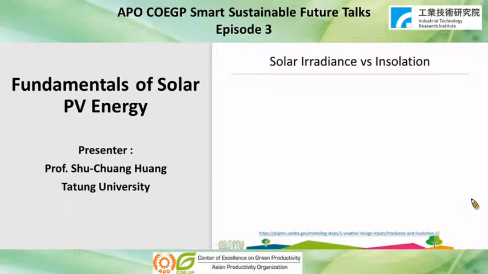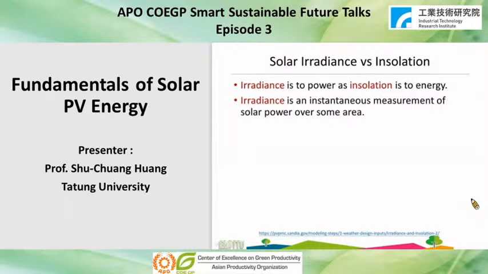Okay, so we know the concept about power and energy. How about in the solar energy system? There are two terms. The first one is called irradiance. Irradiance is power generated from the solar system. Insolation, however, refers to the energy.